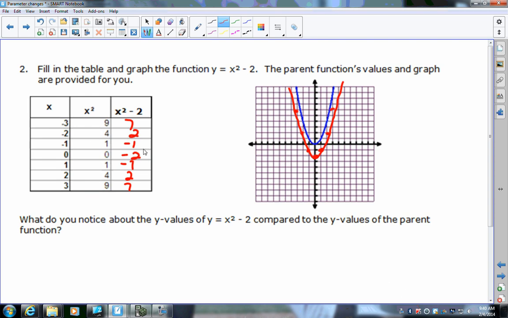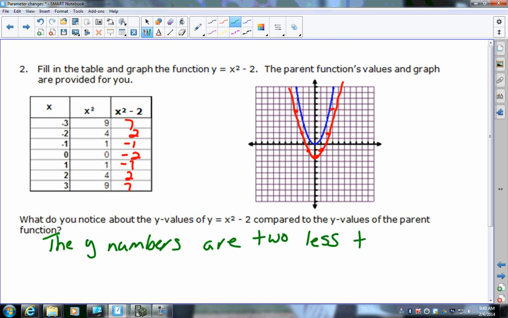Now, as we look at this, again, what do you notice is happening from the parent function to the new function? All these numbers are how many less? The y numbers are 2 less than the parent function.